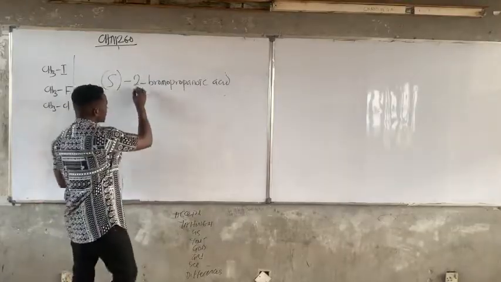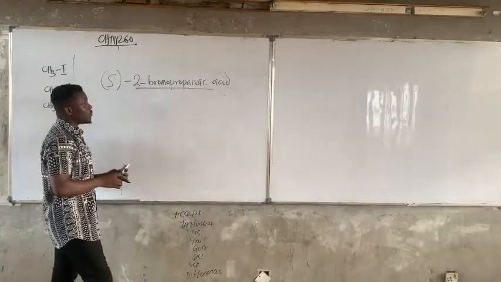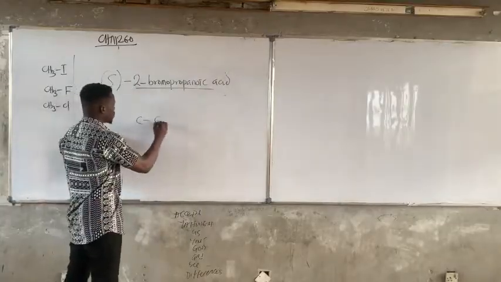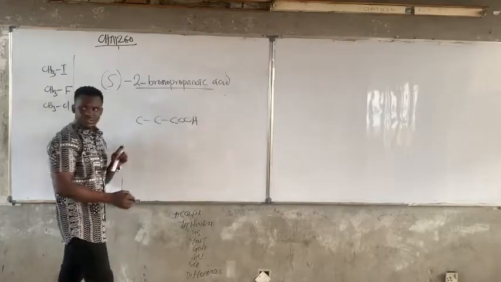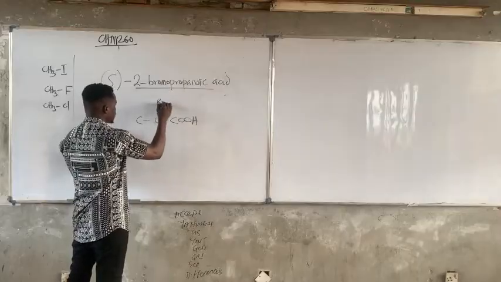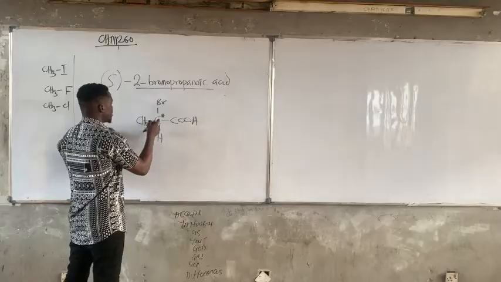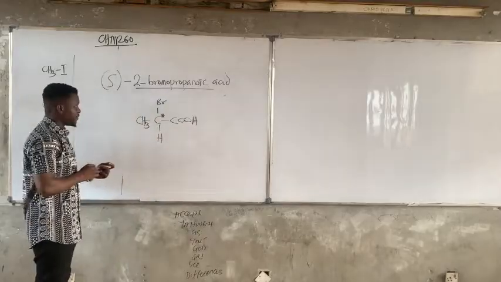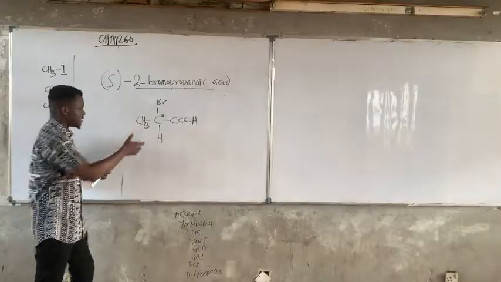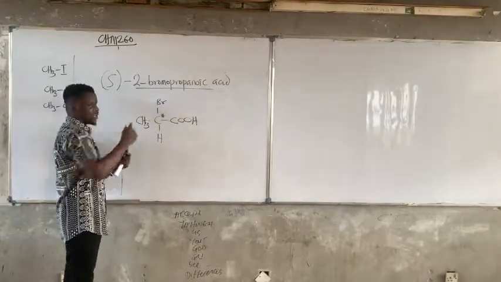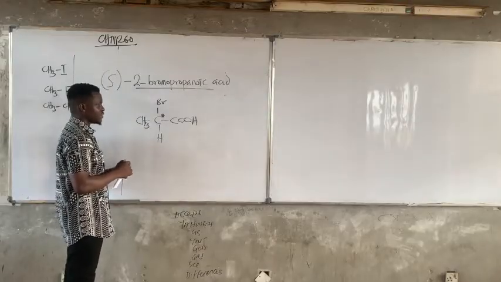First, let's interpret the structure before we start adding the S. 2-bromopropanoic acid: this is carbon 1, 2, 3. Propanoic acid, carbon 1 is COOH, carbon 2 has the bromo, and you have CH3 and H. This chiral carbon is what we are asked to give the configuration. S means left-hand side, the rotation goes to the left. So let's reposition this to give us our left movement.